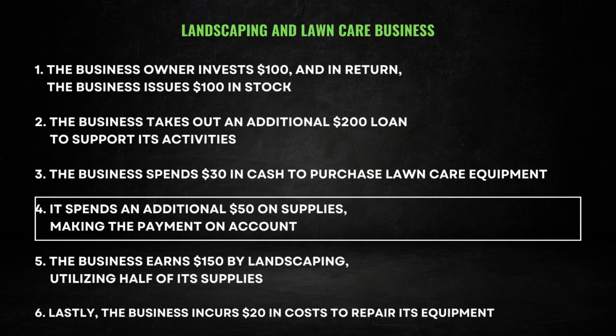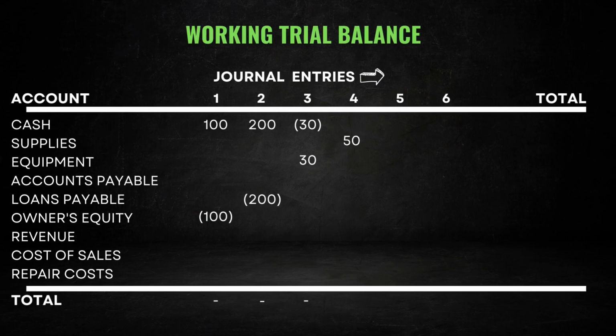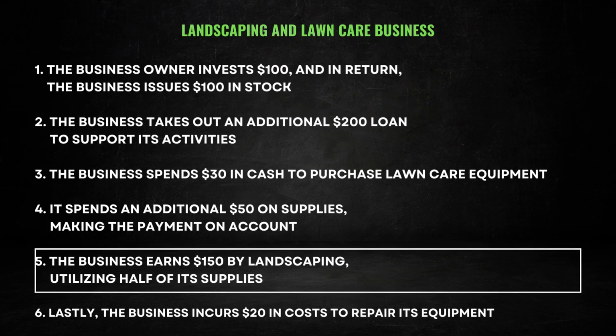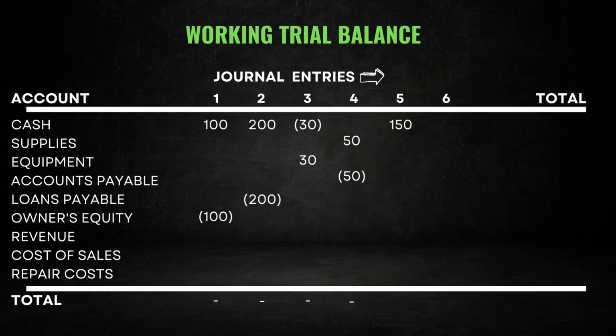4. It spends an additional $50 on supplies, making the payment on account. Debit supplies by $50 and credit accounts payable by $50. 5. The business earns $150 by landscaping, utilizing half of its supplies. Debit cash by $150 and credit revenue by $150 to recognize the income.